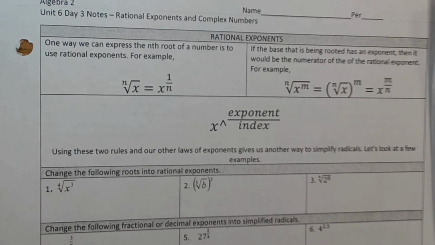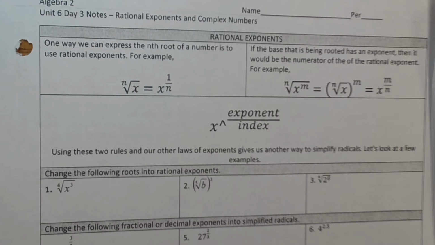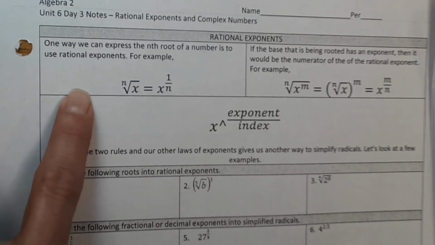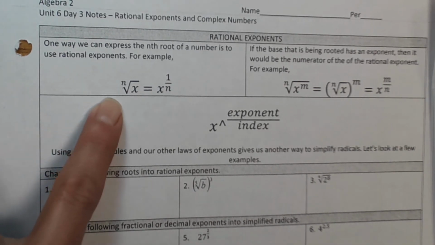Today we'll be talking about rational exponents as another way to express roots, and then we'll also be talking about imaginary and complex numbers. So the first thing that we're going to talk about is how we can use rational exponents. And remember, a rational number is just a fraction. So we can use rational exponents or fractional exponents to represent square roots.